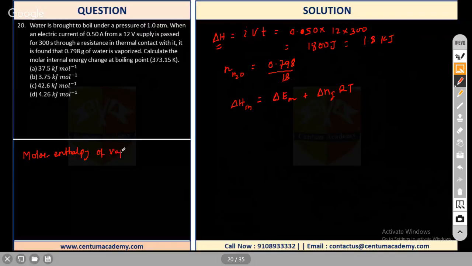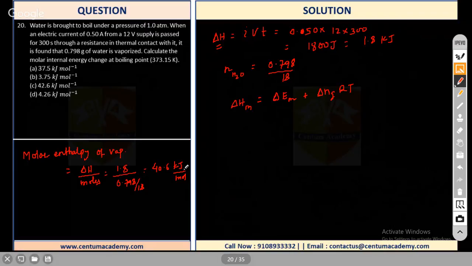Enthalpy of vaporization is equal to del H by the number of moles of water that has been vaporized. So that will be equal to 1.8 divided by 0.798 by 18, and when you solve this you'll get 14.6 kilojoule per mole.